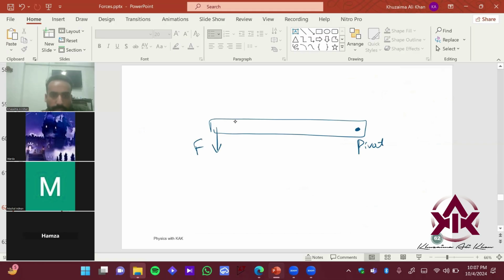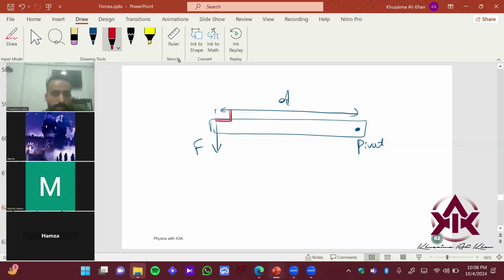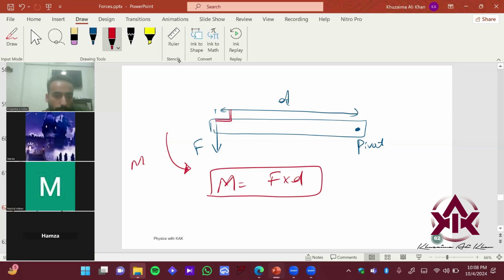F, and this is the distance from the pivot, D. You always want to take a distance that is at a perpendicular distance, so you should always have 90 degrees between the force and distance. The moment in this scenario is going to be force times distance. That is how it causes a movement around the pivot. It is going to be a turning effect, a turning mechanism.